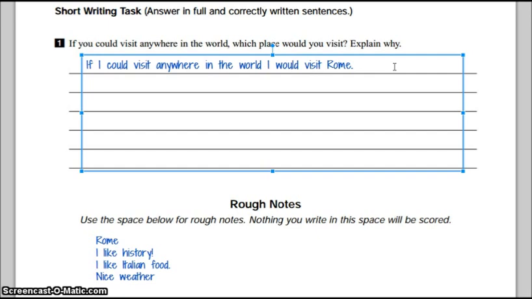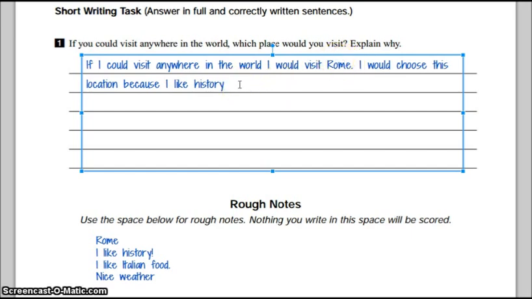How about I would choose this location because, why? Let's say, well, I like history, so I know what to write. Because I like history. Now, if I end it there, I haven't really connected what history has to do with Rome yet, even though it might seem obvious. But I need to do that in my answer.